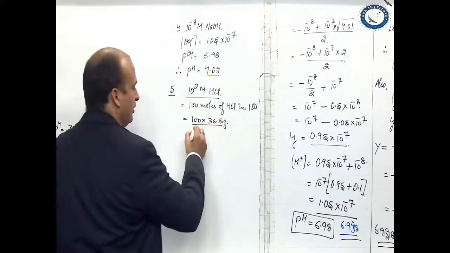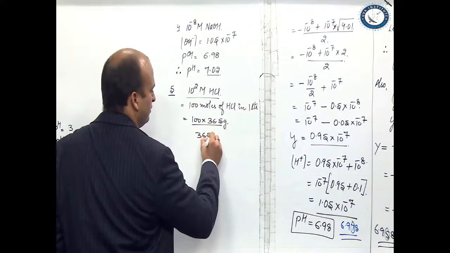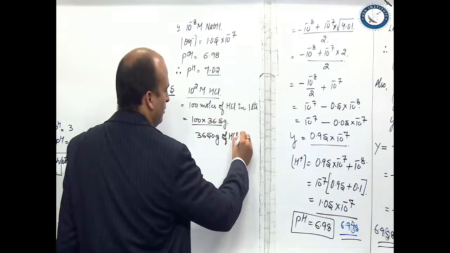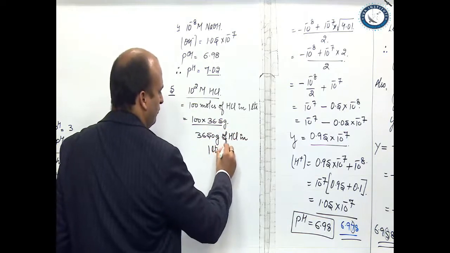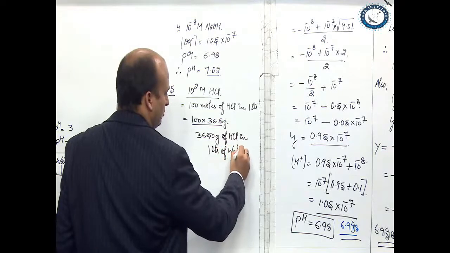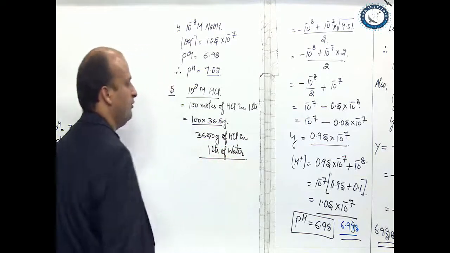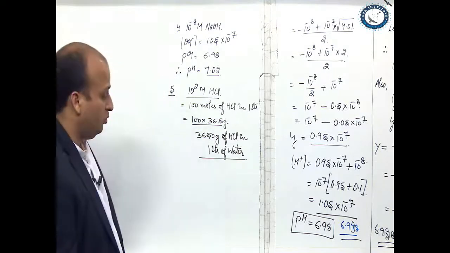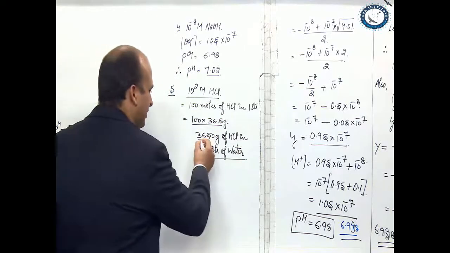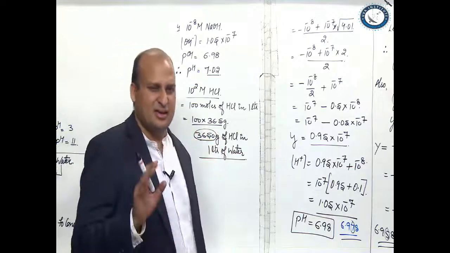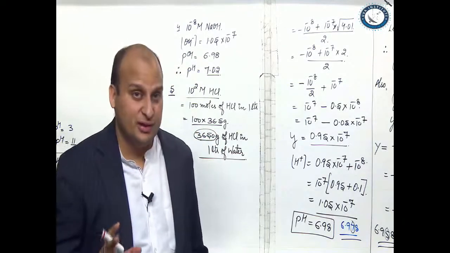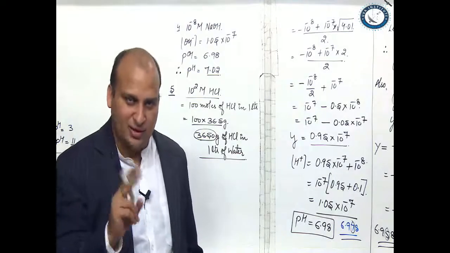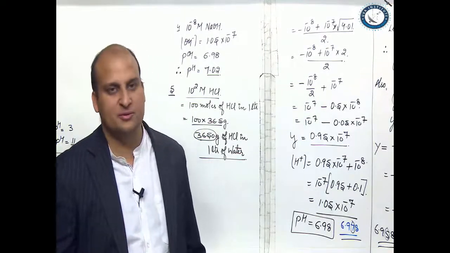So what do we mean to say over here? We mean to say 3650 gram of HCl in 1 liter of water. Do you think this is practically possible? Can you mix 3650 grams, 3.65 kg of HCl in 1 liter of water? Possible? No, it's not possible.